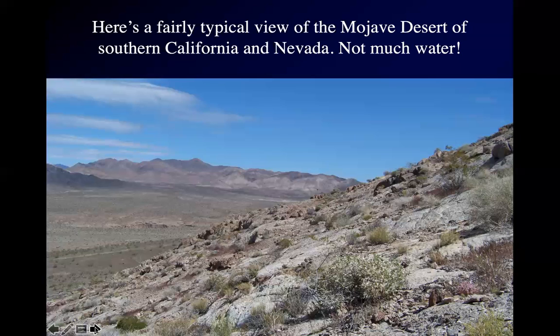What I want you to see is that right now there is not a great deal of water because, duh, it's a desert. The definition of a desert is less than 10 inches of rainfall a year. That's less than 25 centimeters a year for those of you that prefer metric. It is very dry.